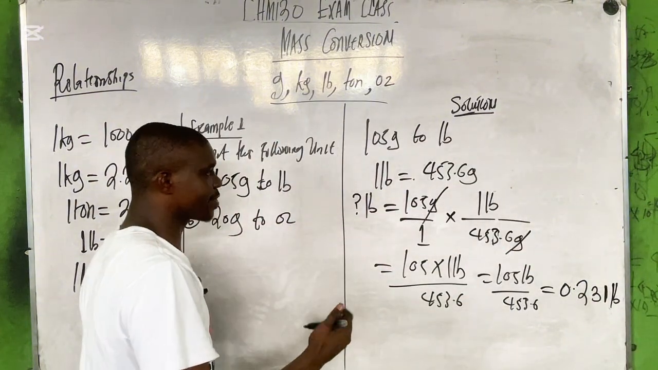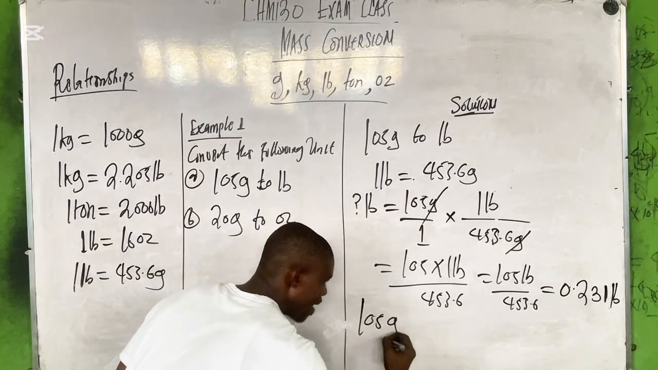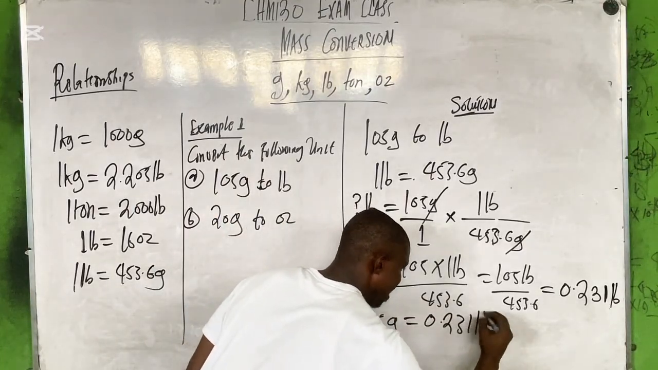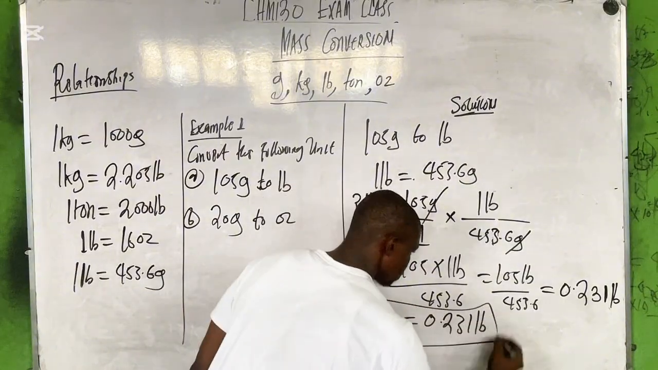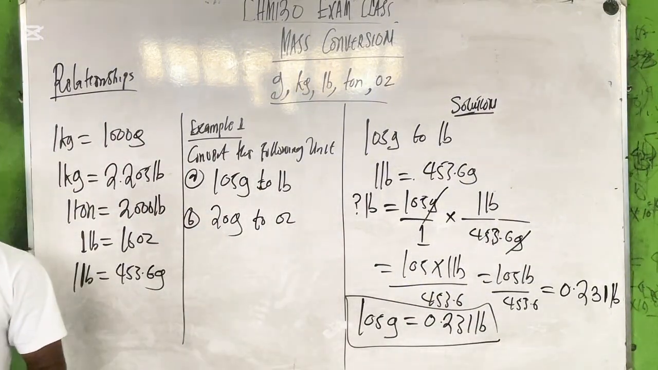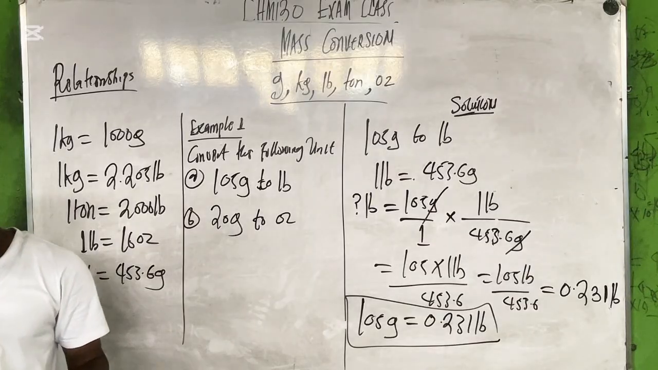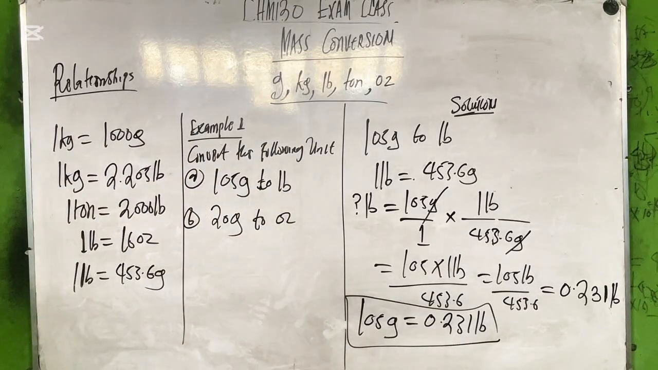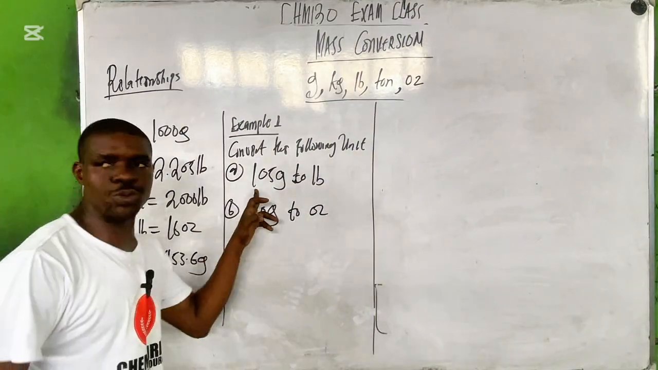It means that 105 gram is equal to 0.231 pounds. That is the meaning. Are you there? That is the meaning. Please take it down. We are done with this one here.